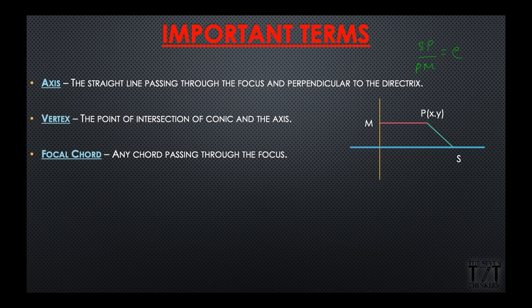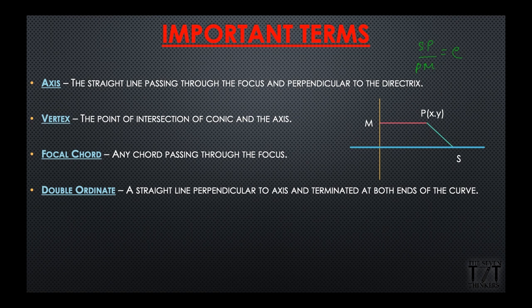Focal chord. Any chord which is passing through the focus is known as focal chord. As the name suggests, focal chord. Double ordinate. A new term. Double ordinate means a straight line perpendicular to the axis and terminated at both ends of the curve. So it always must be perpendicular to the axis. So double ordinates can be like this, being perpendicular can be like this according to the shape of the conic. And it must touch both ends, or we can say at any 2 points of the curve.